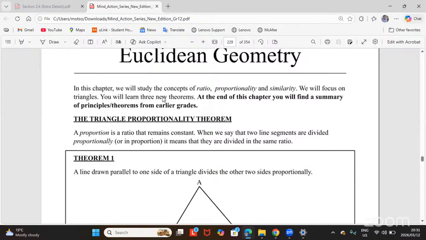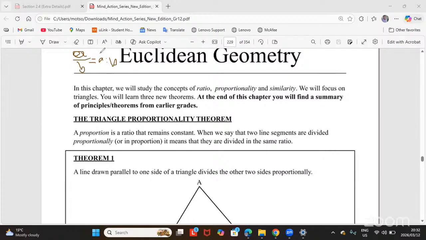Now we've got a mini paragraph that we need to go through just to have some idea of what we are going to look at. They are saying to us here that in this chapter, we will be studying the concept of ratios. Just to remind you what a ratio is, guys, let's say I'm talking about the quotient A over B. You can express these fractions in terms of the ratio. You can write this in the form of A is to B.